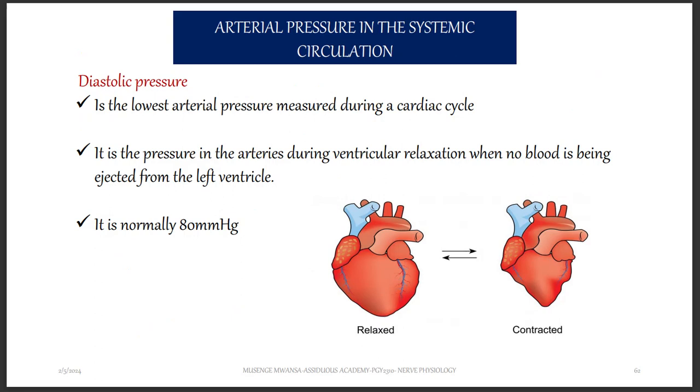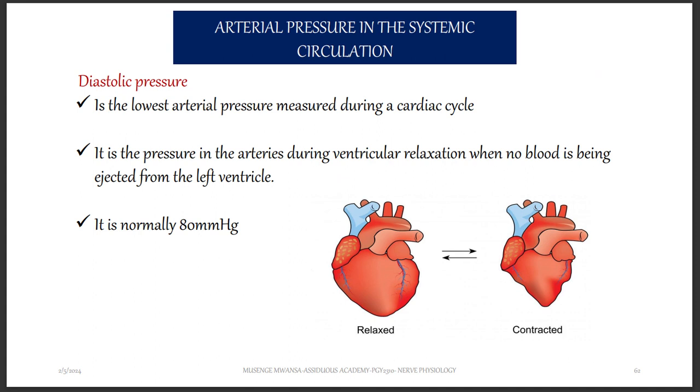Arterial pressure in systemic circulation. What will be some pressures as blood is moving in the system? When the heart contracts, you have first diastolic pressure. Diastolic pressure is the lowest kind of pressure, which is measured when the heart has relaxed.